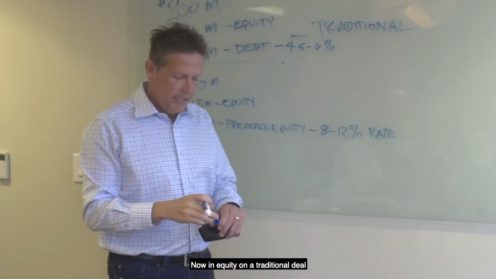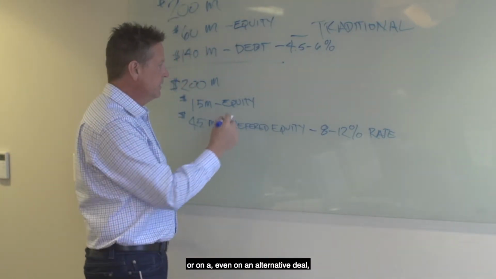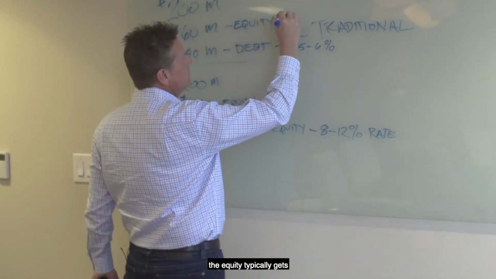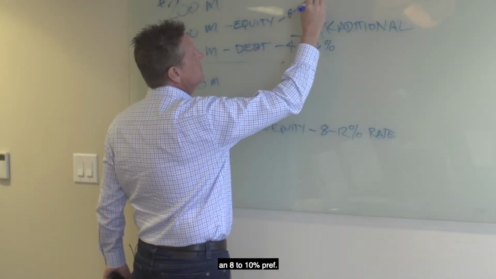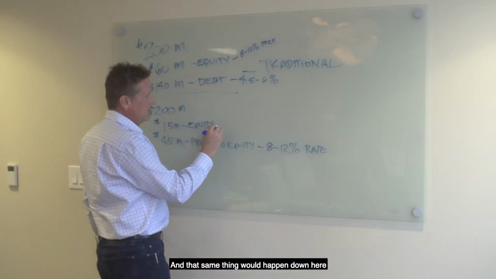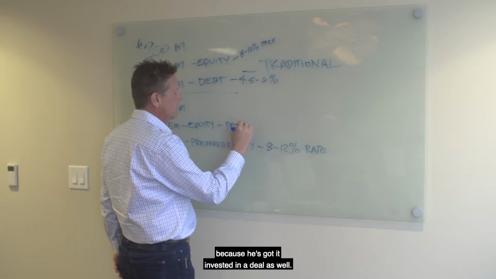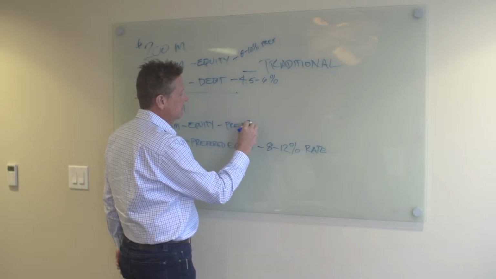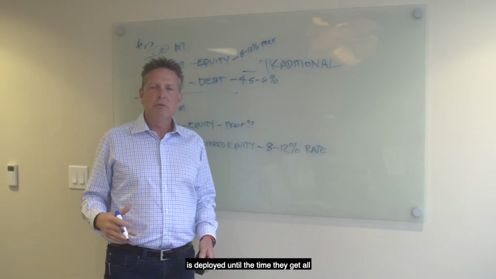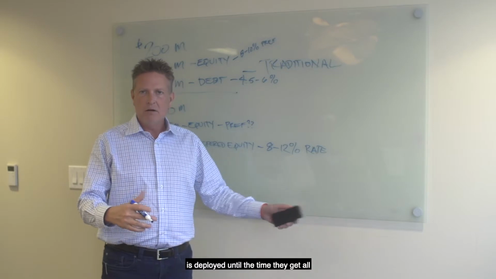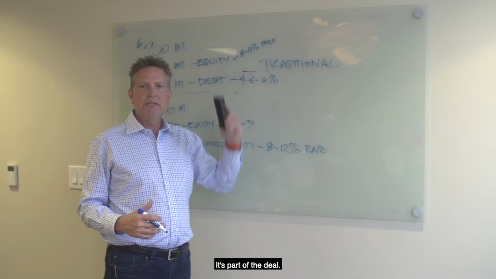Now, in equity on a traditional deal or even on an alternative deal, the equity typically gets an 8 to 10% pref. And the same thing would happen down here. The developer might earn a pref on his money because he's got it invested in the deal as well. But what that means is that from the time the money is deployed until the time they get all that money back, it's earning that guaranteed interest rate. It's part of the deal.